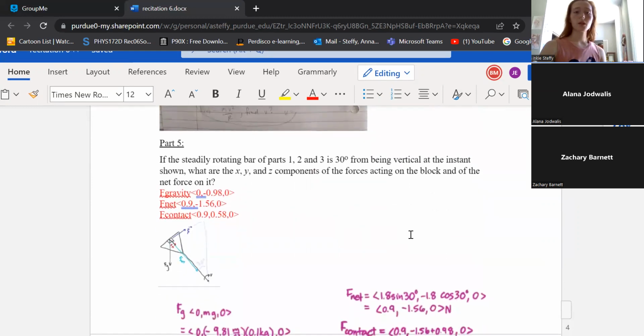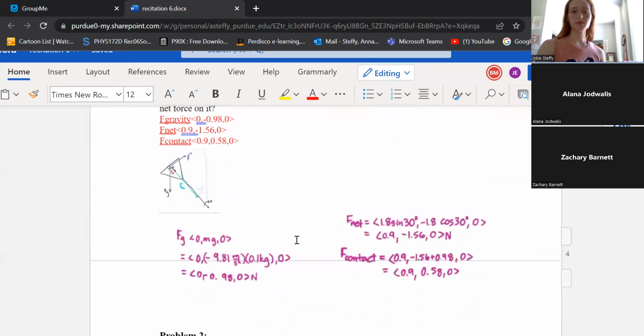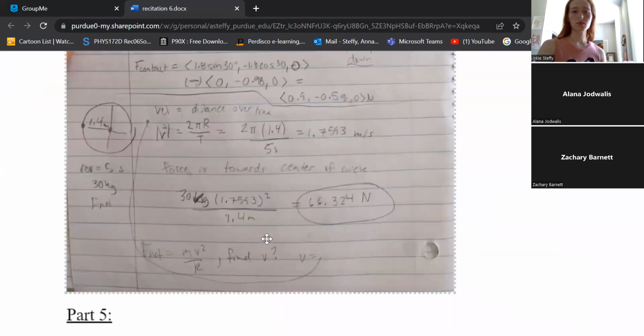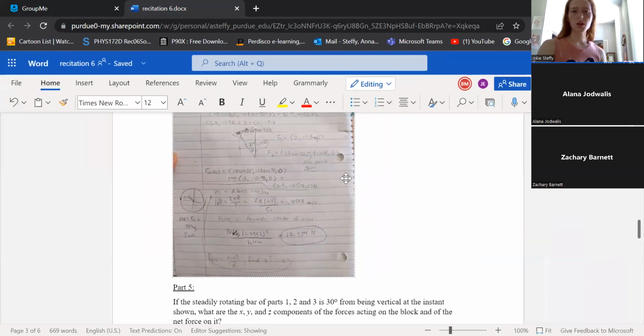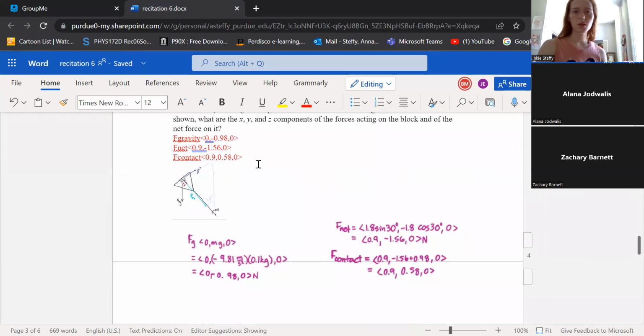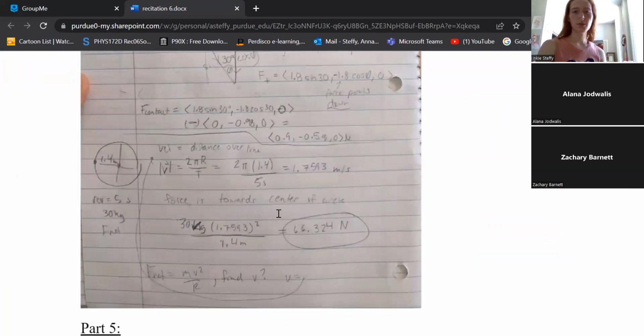On step 5, study the rotating bar 30 degrees from vertical. Looks like we all got the same. I have one of these being negative. Why?